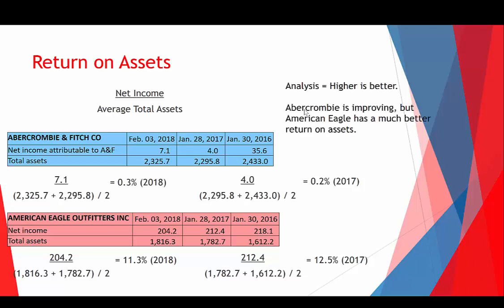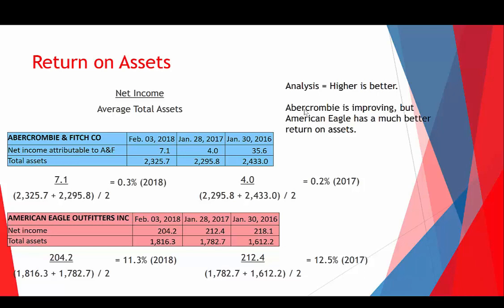So if we finish up with this analysis tab here, return on assets, you want a higher return on assets. It's a great metric to see, are you able to efficiently use the assets that you have to generate a net income, bottom line, after all your expenses and everything. And American Eagle is doing a much better job of this than Abercrombie & Fitch.